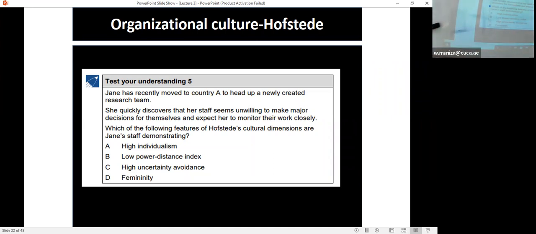Is there high individualism? No individualism, collectivism. Is a low power distance index there? Low power index is not there. Is a high power index there? Okay. Is high uncertainty avoidance there? Very good. They are avoiding uncertainty in a very high manner. And femininity is not there. More sensitive issues are not there. The gender roles are not differentiated. So very good, Hazel. This is high uncertainty avoidance.